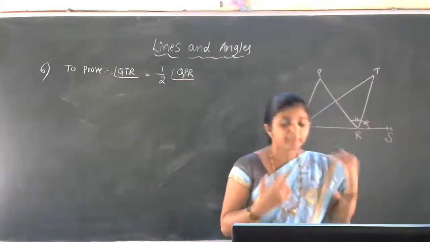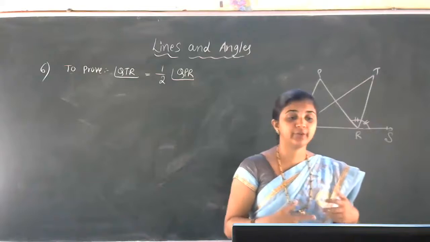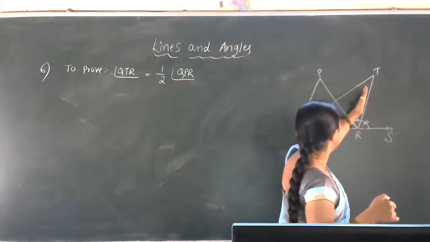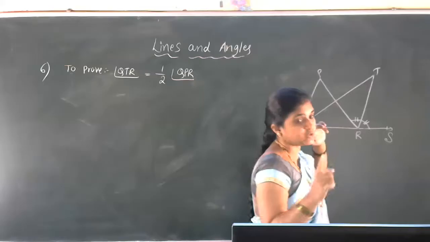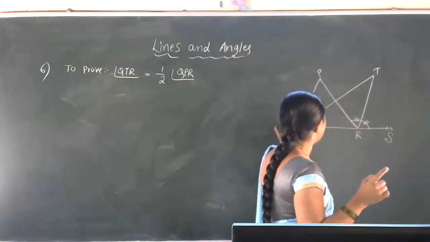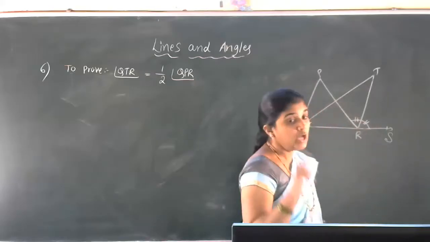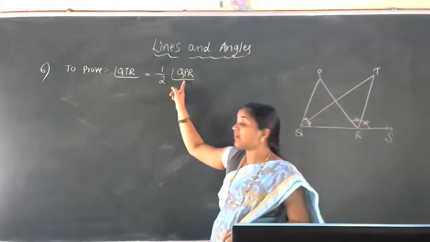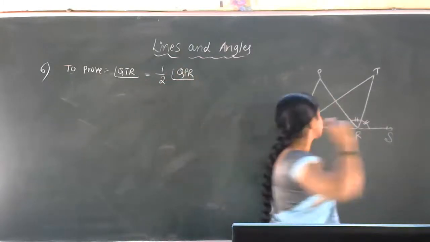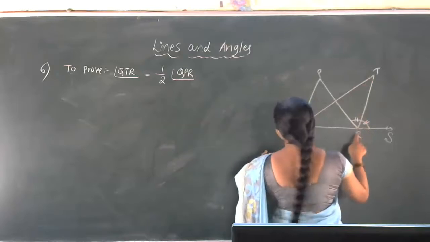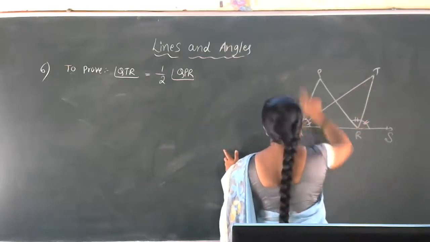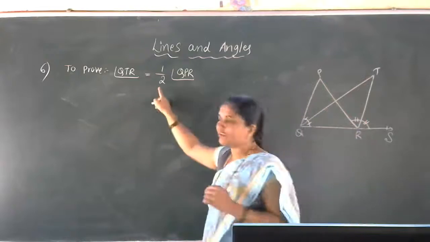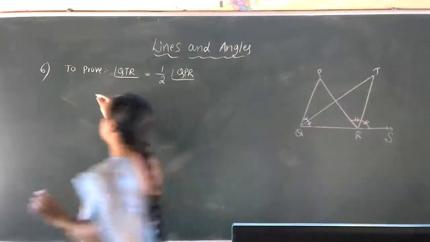So we can observe one more triangle there. Prove that. What do we have to prove here? What is given actually? QT and RT are the angle bisectors of angle PQR and angle PRS respectively. So we have to prove that angle QTR is half of angle QPR. This is the to-prove part. Already I have written on the board.